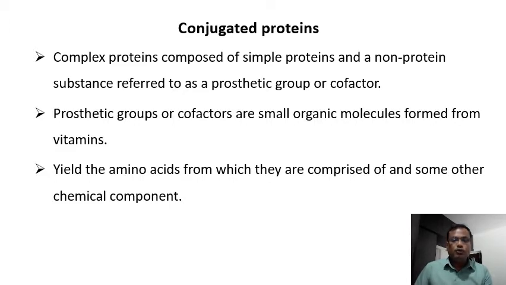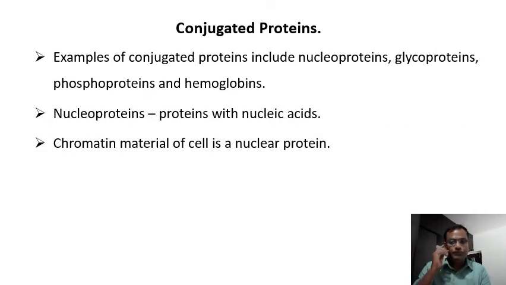Now, prosthetic groups or cofactors are small organic molecules which are normally formed from the vitamins. And on hydrolysis, they yield amino acids and also the other chemical components which are nothing but the prosthetic groups. Now, examples for conjugated proteins include nucleoproteins, glycoproteins, phosphoproteins, and hemoglobins.